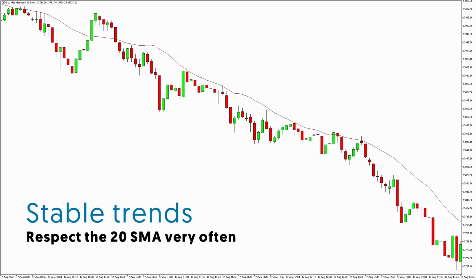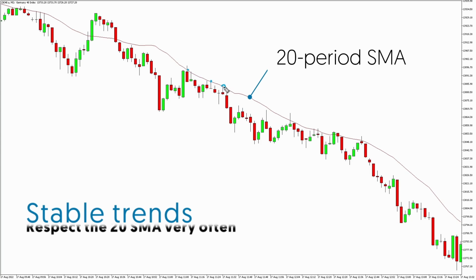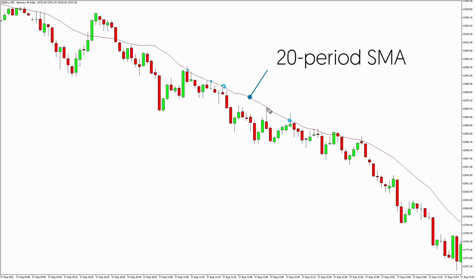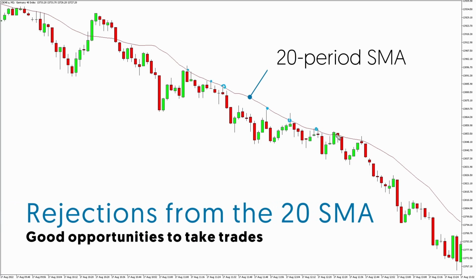And now instead of the 8 simple moving average, I have the 20 period moving average. The 20 period moving average adapts better when the trend is not so strong. And we can see here the touches on the 20 moving average, and these would be good places to enter and take some short trades.